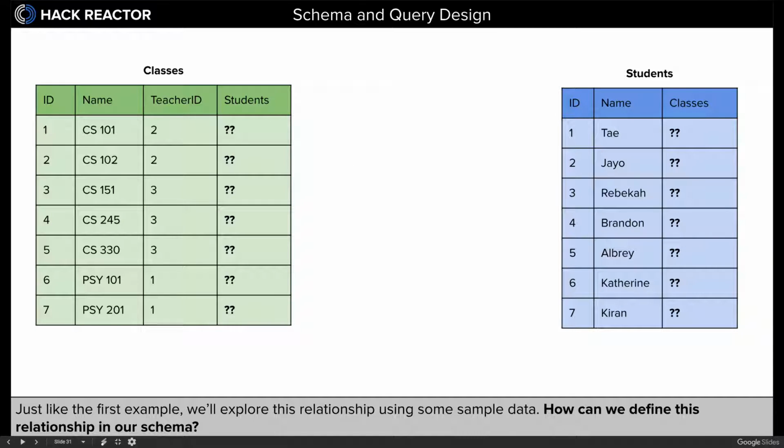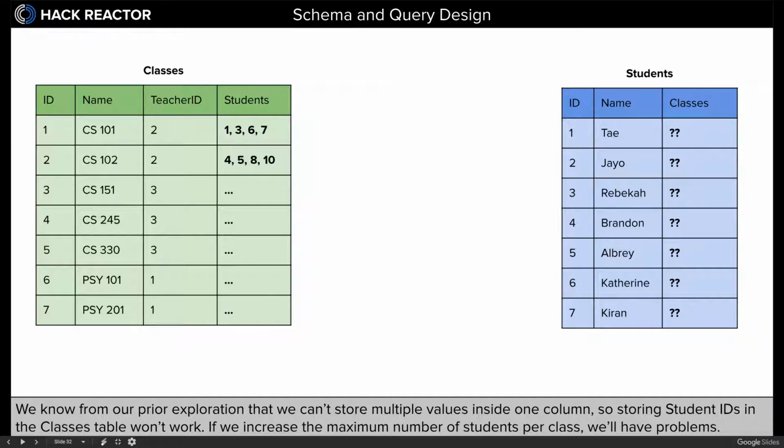So just like in the first example, we'll explore this relationship using data. How can we define this relationship in our schema? Any ideas of how we would be able to associate these 2 tables to one another? It's kind of difficult, right? Especially after talking about what we just did. It'd be hard storing the students specifically here because then we would run into the problem where we're storing the comma delineated values for each student per their unique ID. And then of course the same problem over on classes in the students table.